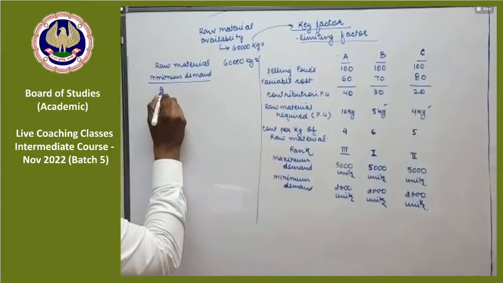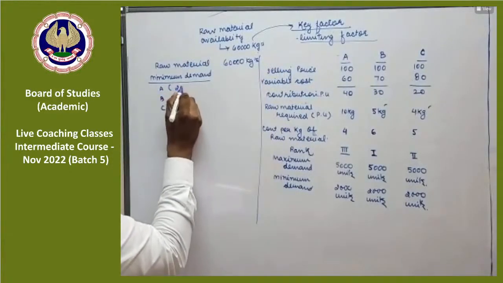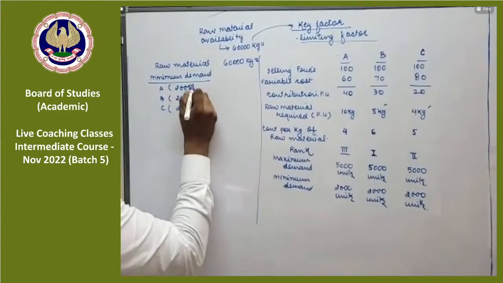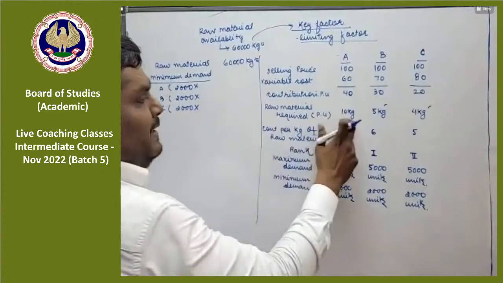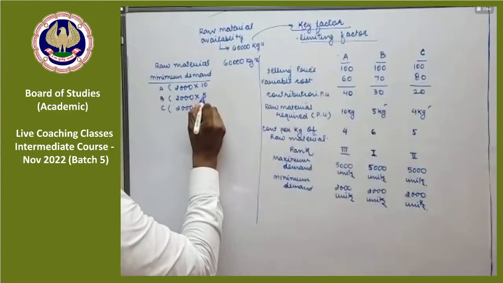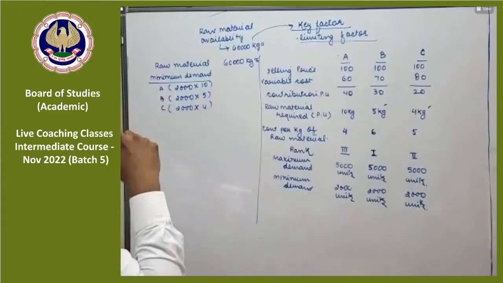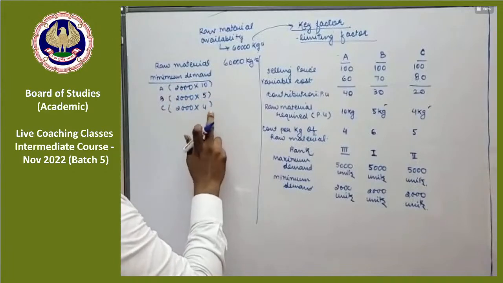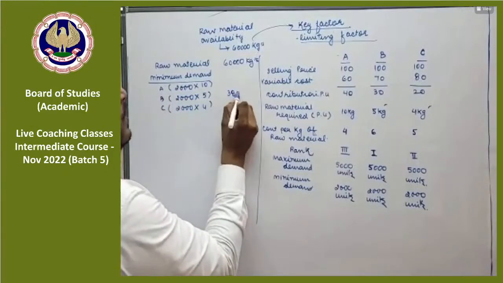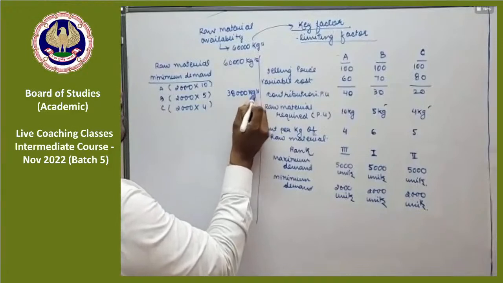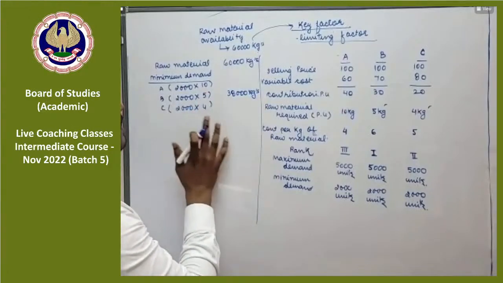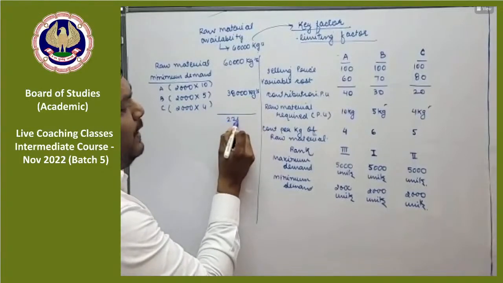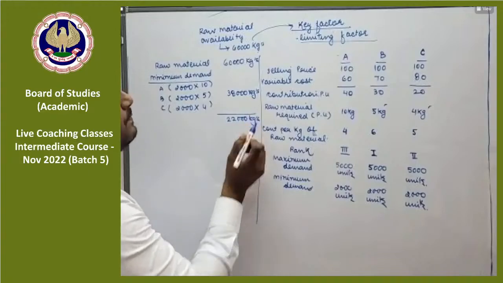So, to fulfill the minimum demand of products A, B and C, we have to manufacture 2,000 units of A, 2,000 units of B and 2,000 units of C, into the raw material required, that is 10 kgs, 5 kgs and 4 kgs. So 20,000 plus 10,000 is 30,000, plus 8,000. 38,000 kgs of raw material is already gone. So we are left with 22,000 kgs only.